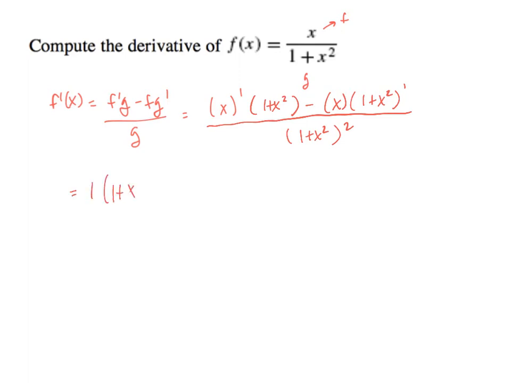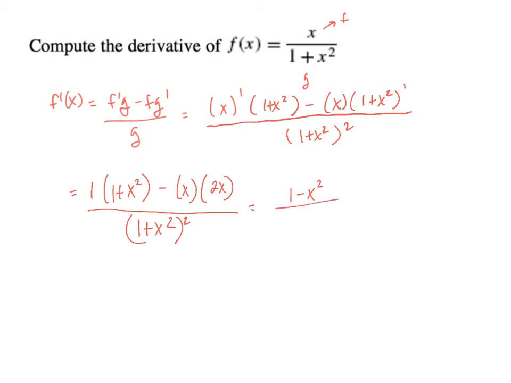So x derives to 1. 1 plus x squared stays. x stays. 1 plus x squared derives to 2x. So as a rule of thumb here, simplify your numerator, keep your denominator. So we have 1 plus x squared minus 2x squared in the numerator. So 1 plus x squared minus 2x squared goes to 1 minus x squared over denominator squared.